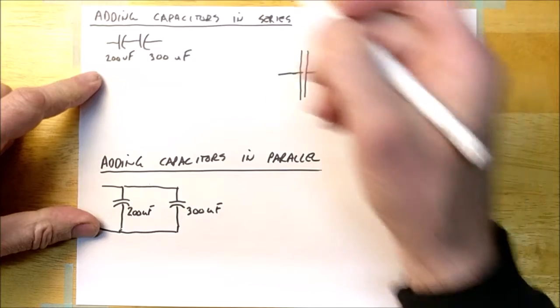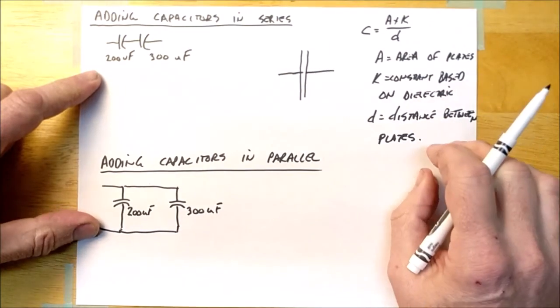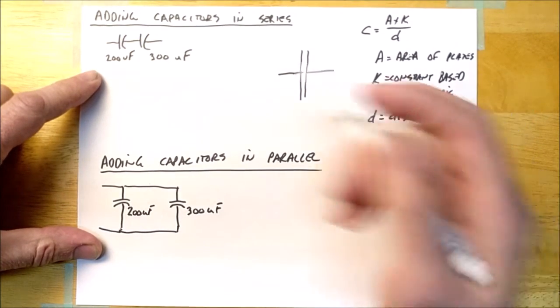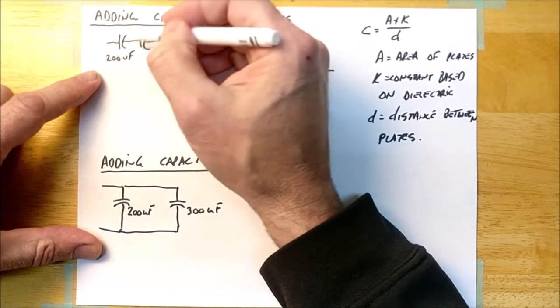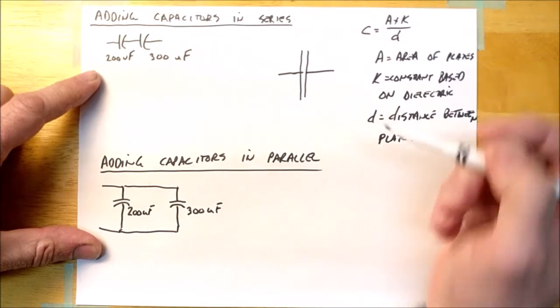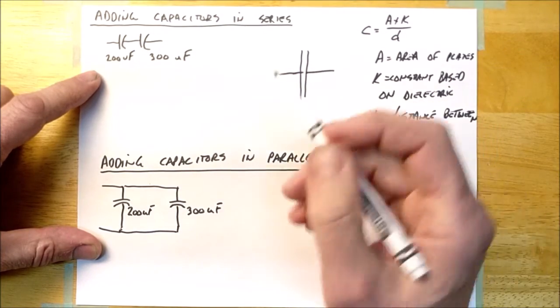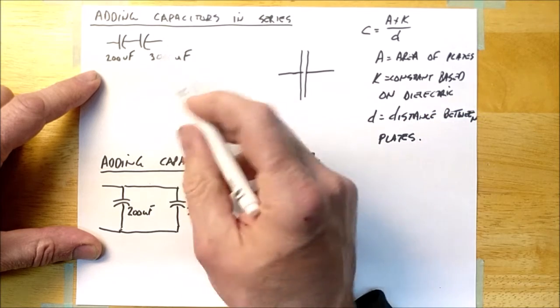Now, the first thing I need to point out is the symbol for capacitance, which I neglected to show you on the last one. It is usually a straight line and a slightly curved line, or it could be two straight lines. In any case, it's going to be one of the two.